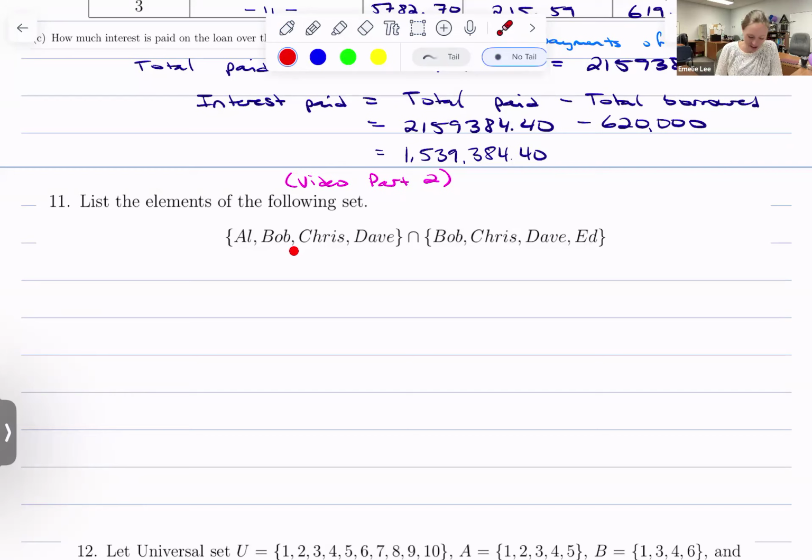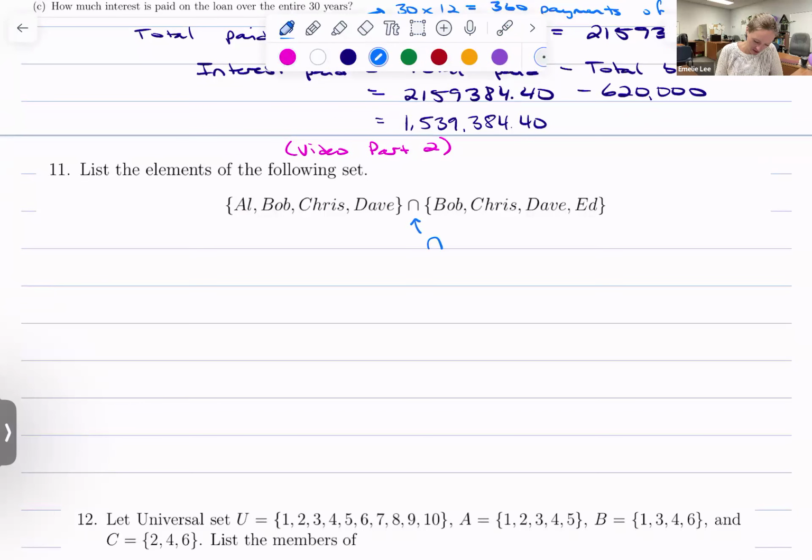So continuing, question 11. If we have to list the elements of the following set, make sure you follow instructions. You have to list the elements. The first set is Al, Bob, Chris, and Dave. Then we have to remember what this means. I like to put a little bar between to remind myself that it's "and," which means only the overlap. If an element is in both sets, then it's in this "and" set.